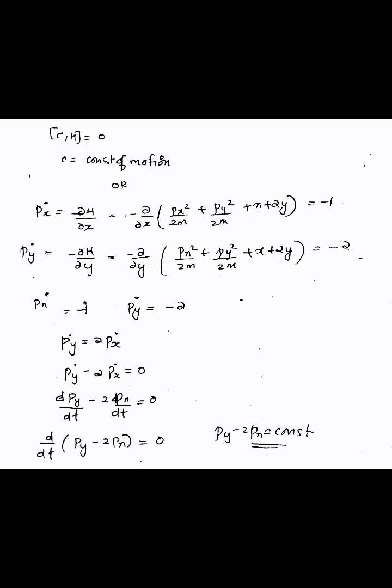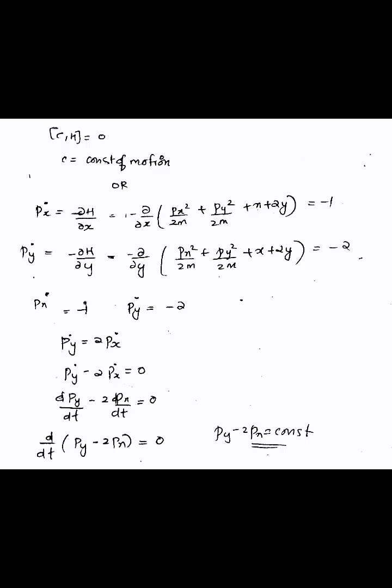That is, py dot is equal to 2 px dot. That is, py dot minus 2 px dot is equal to 0. That is, dpy/dt minus 2 dpx/dt is equal to 0. That is, d/dt of (py minus 2px) is equal to 0.